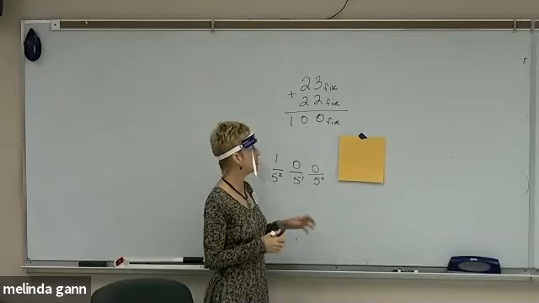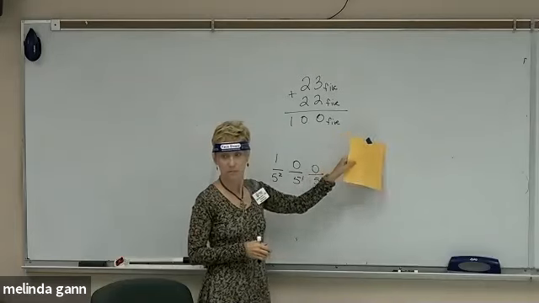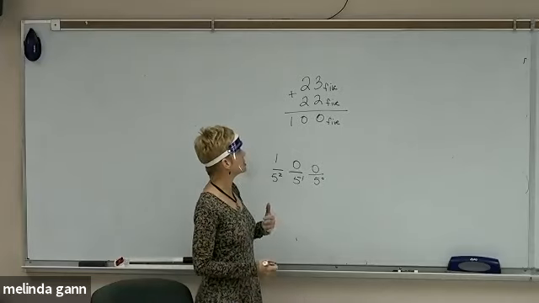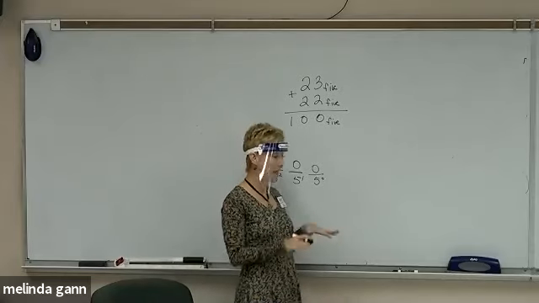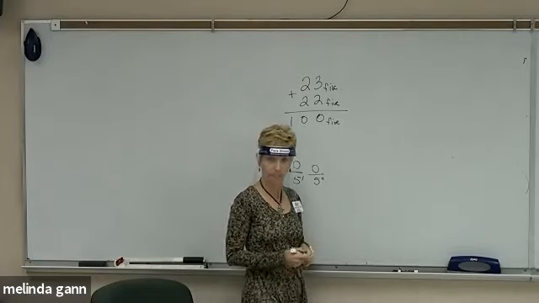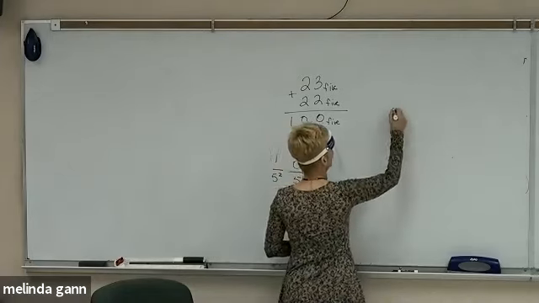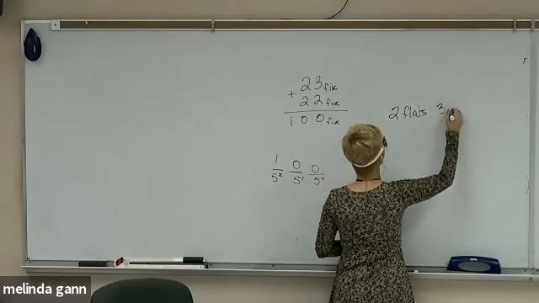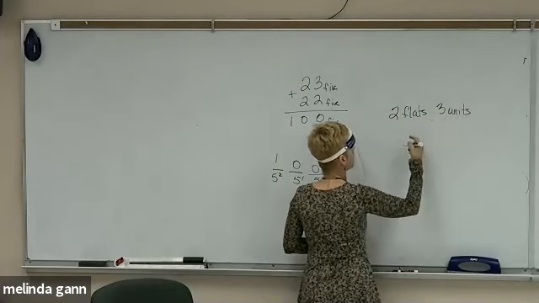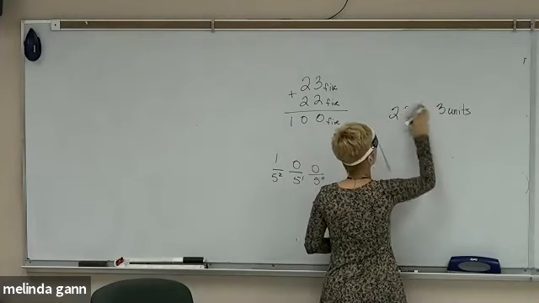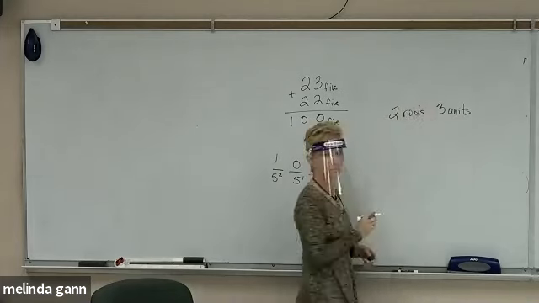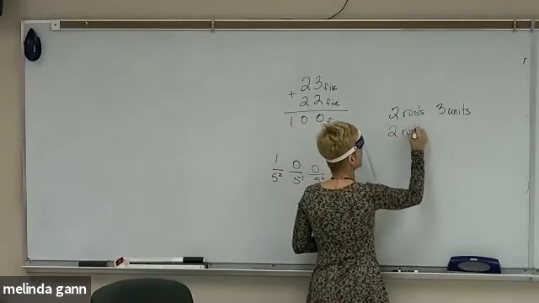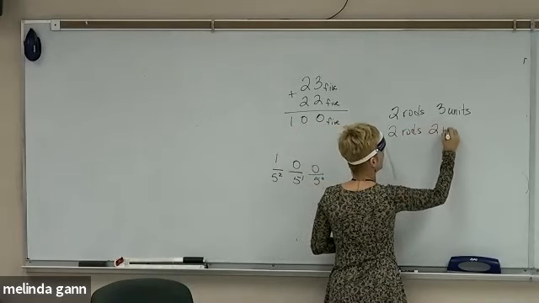Now, let's talk about how you do it without the manipulator. Now, I'm going to do it in words, and then I'm going to come back and do it without the words. You understand that you had 2 flats, and you had 3 units. 2 rods. All right. 2 rods. And 3 units. On my next number, what did I have? I had 2 what? Rods, and I had 2 what? Units.